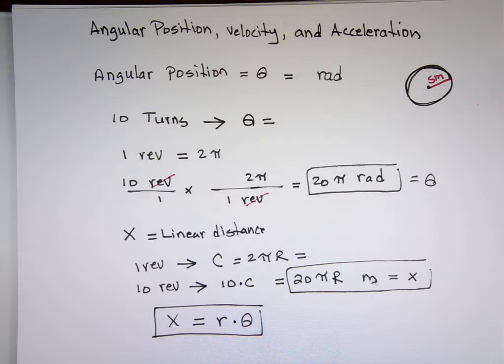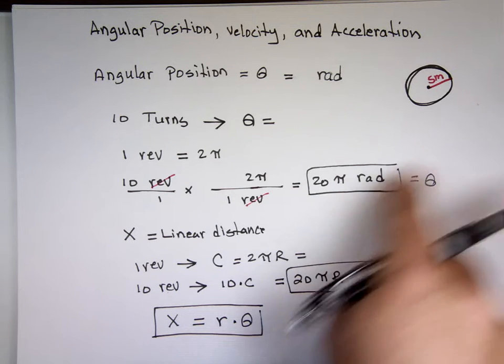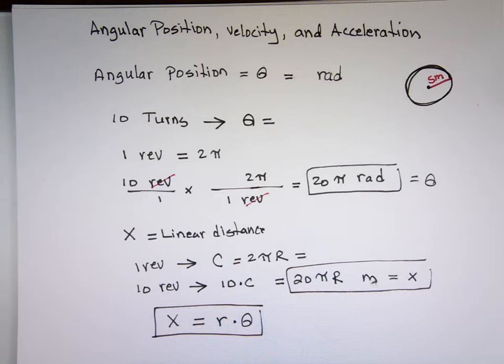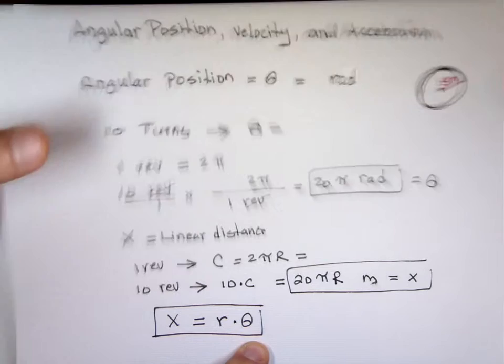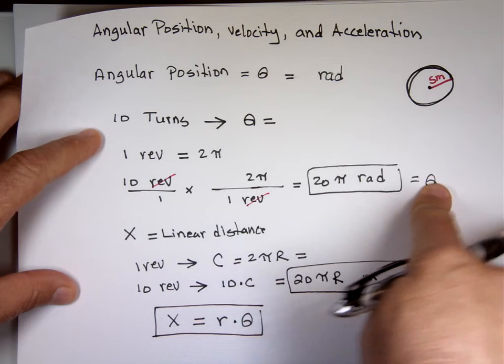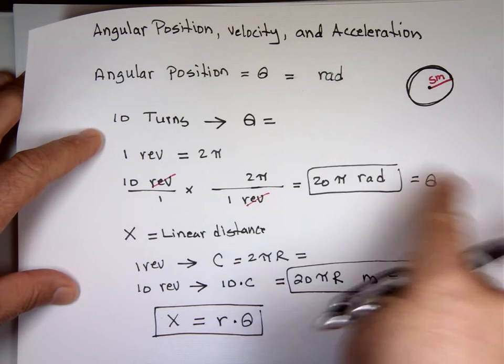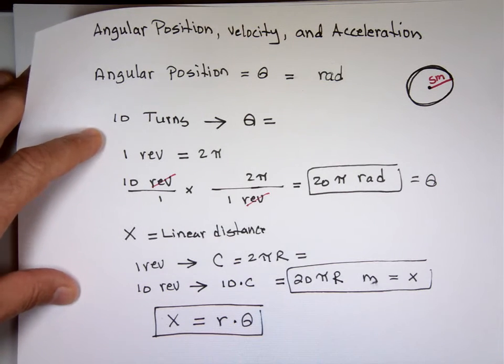There is a relationship between how far you traveled, how many turns you made, and R. The bigger R is, the longer the distance. If you do 10 turns on a bigger wheel, you're going to travel much farther than if you did only 10 turns on a small wheel. So when things are spinning, we measure the distance in theta, but there's also a relationship between the distance on the ground and how fast you're turning.